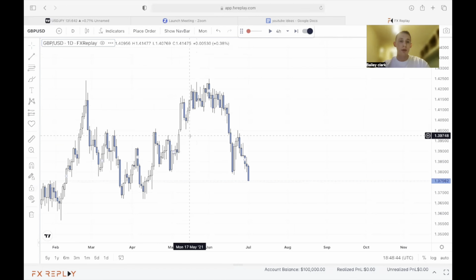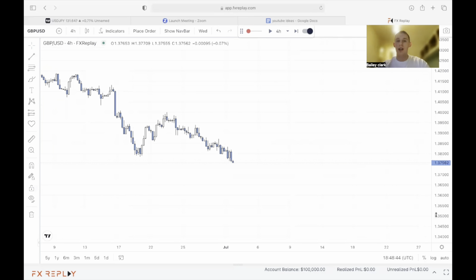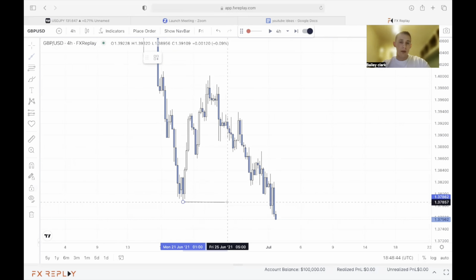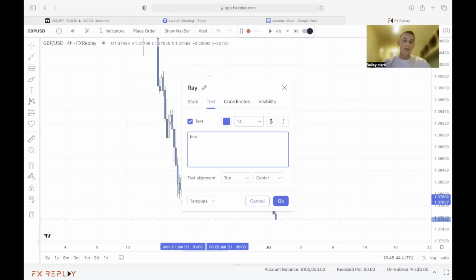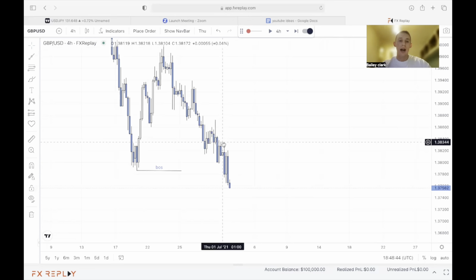We then had multiple breaks of structure. So focusing on the most recent price action, we have break of structure just here. So at this point, I'd only be looking at sells.